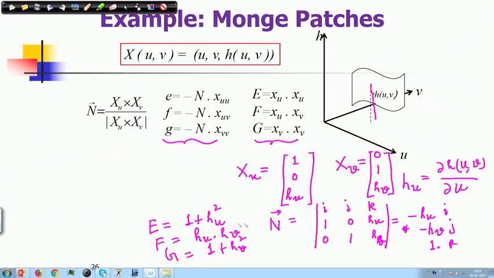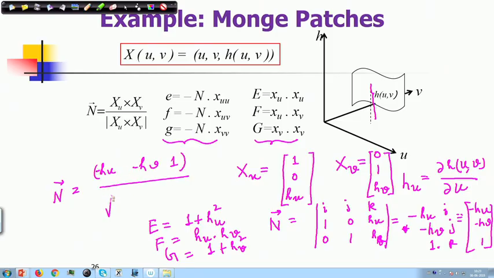So, this vector n can be considered as minus h_u, minus h_v, 1, and if I have to normalize it, n is given as minus h_u, minus h_v, 1, divided by root over 1 plus h_u squared plus h_v squared. And from there you can now compute the other things.